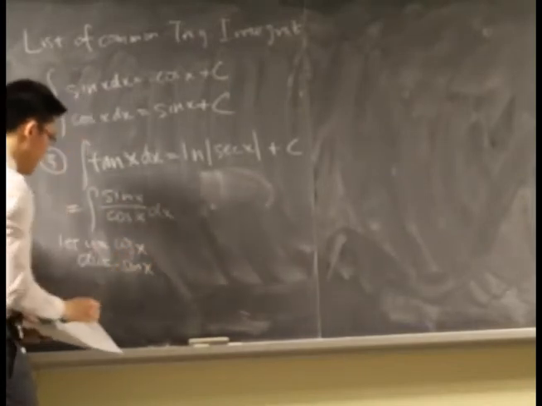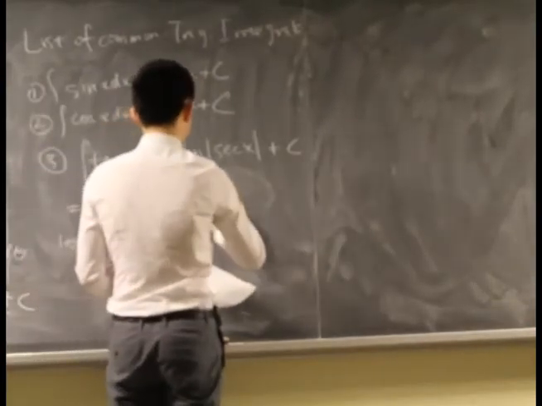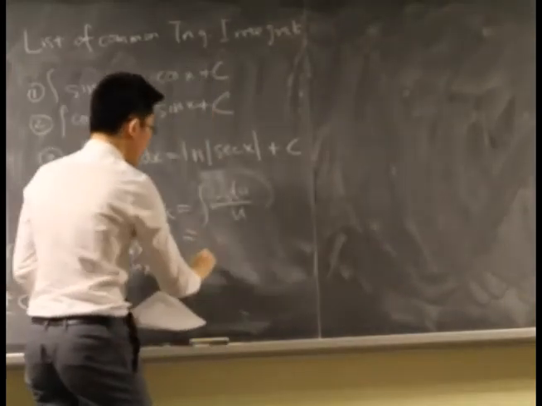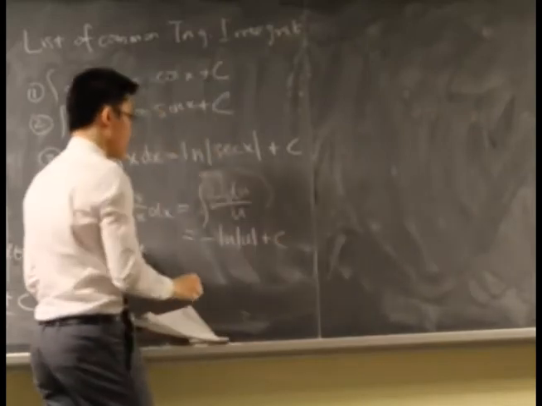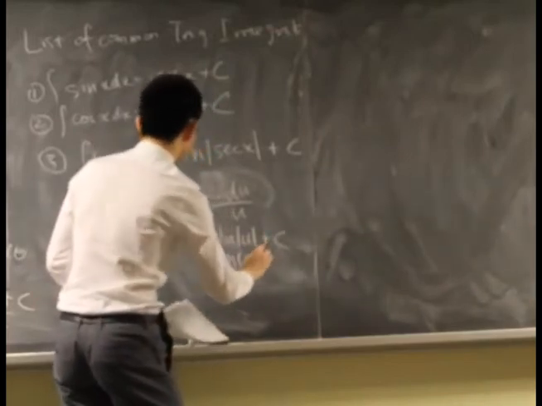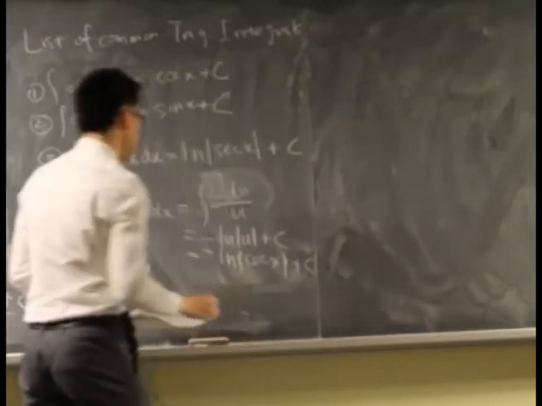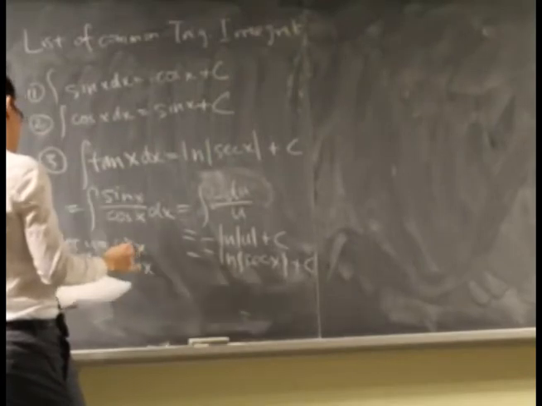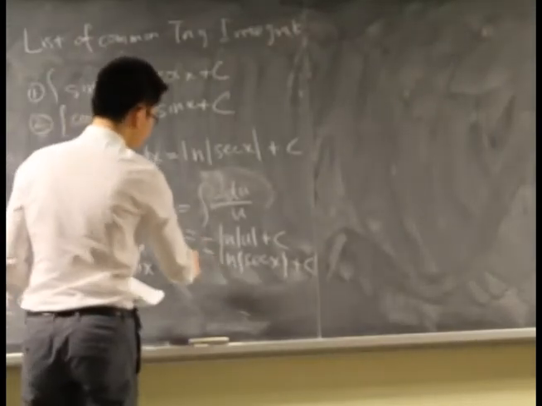So I'm going to write that down. Equals the integral of negative du over u, which is negative ln u plus c, which is negative ln secant of x plus c, which is a little strange to me because I didn't expect this negative.